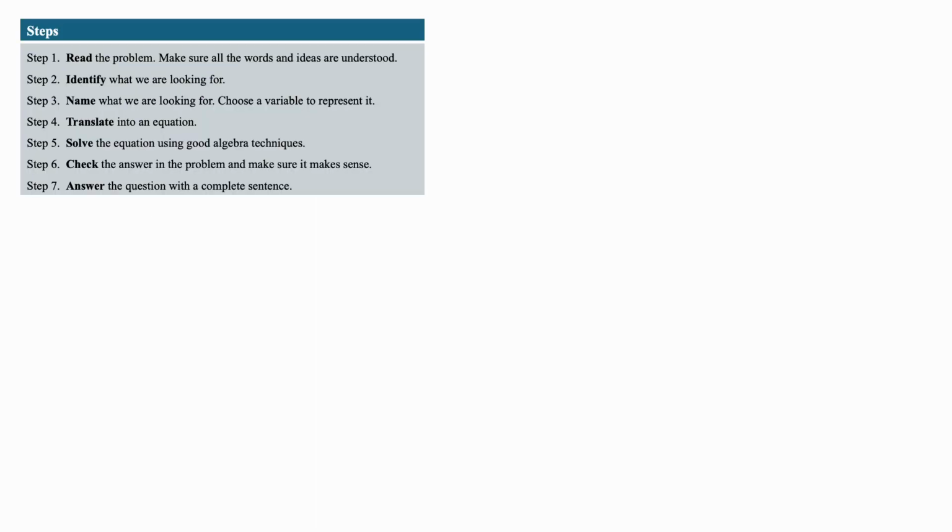So before we continue, let's go through some of the more important steps to solving some of the more complex equations. Step one is to read the problem and make sure all the words and ideas are understood. Then we identify what we are looking for, name what we are looking for, and choose a variable to represent it. Translate this into an equation, solve the equation using good algebra techniques, and you can find those linked on my YouTube channel. We check the solution to the problem and make sure it makes sense. And then, step 7, answer the question with a complete sentence.